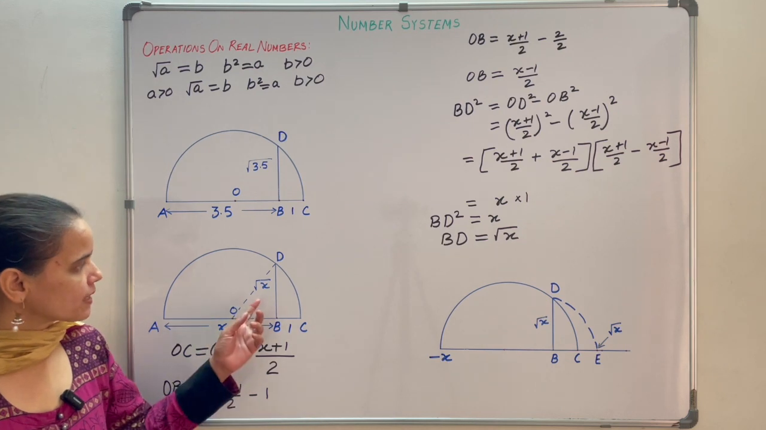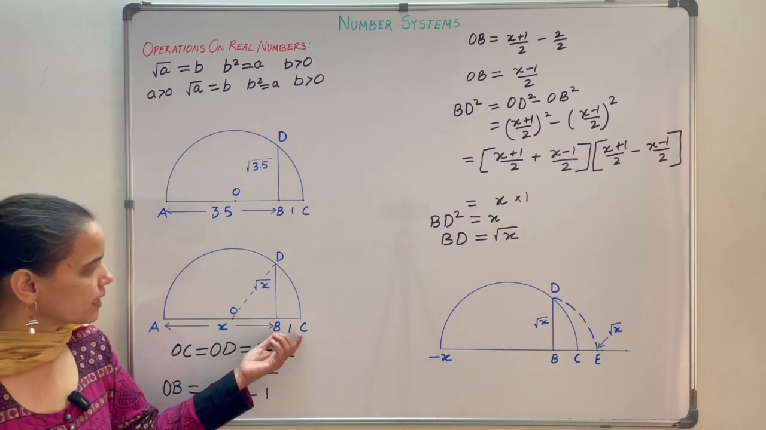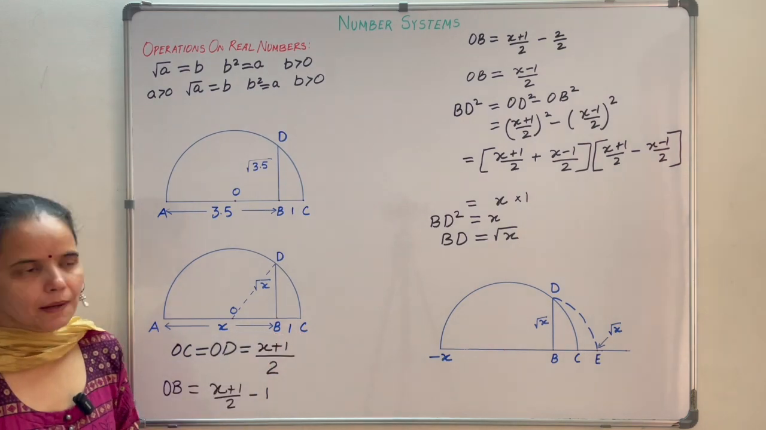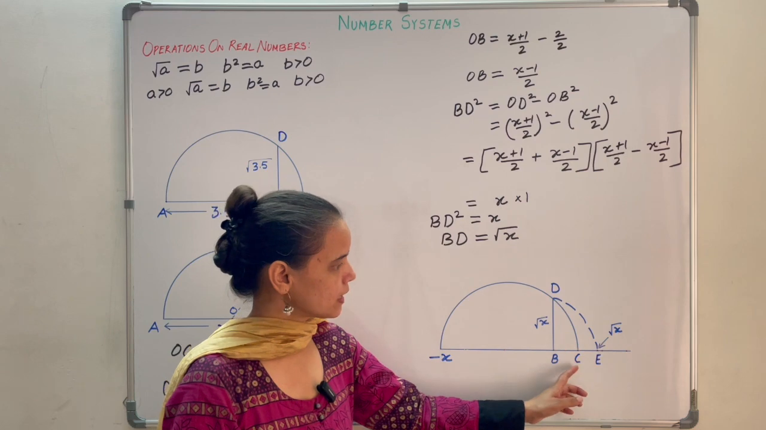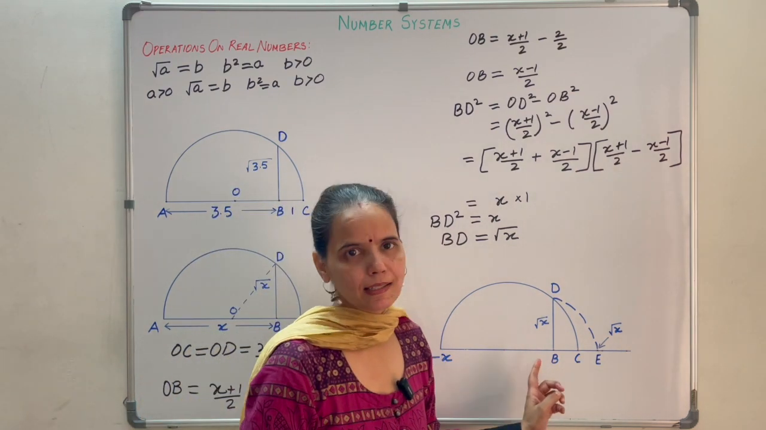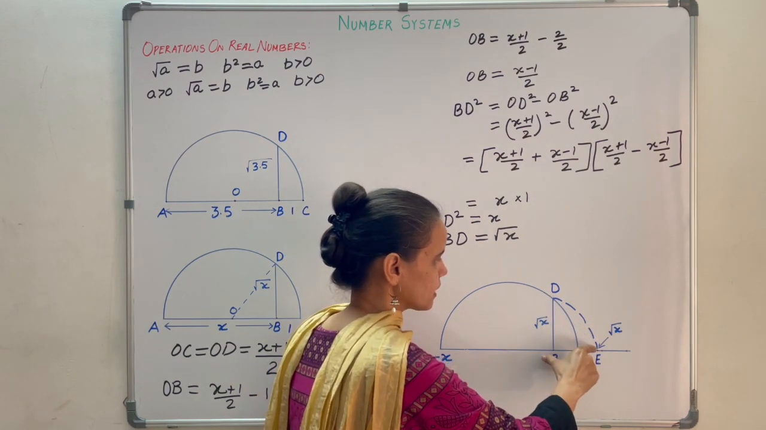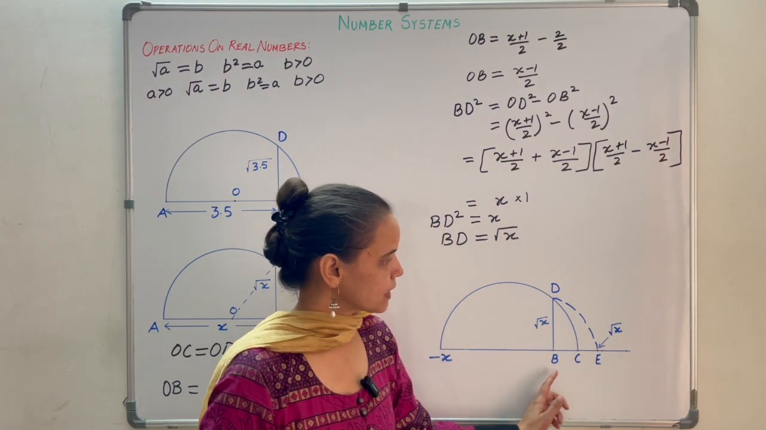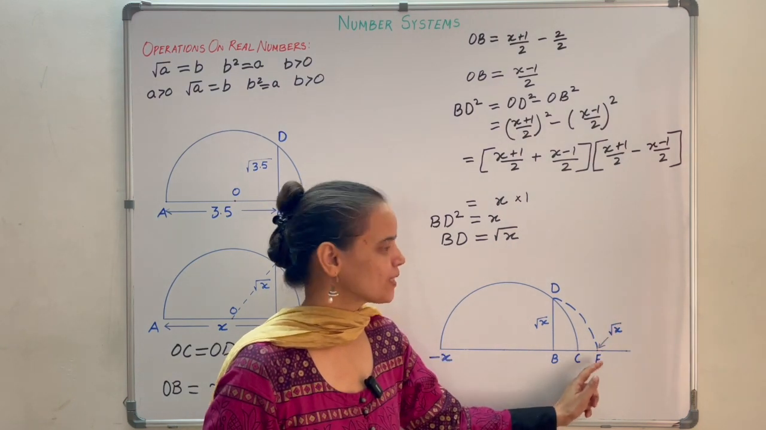If you want to represent this root x on the number line, we will treat this BC line as a number line. So here we will take B as 0, C as 1 and so on. Now taking B as the center and BD as the radius, we will draw this arc. So it will intersect this number line at this point E, and this is your root x.